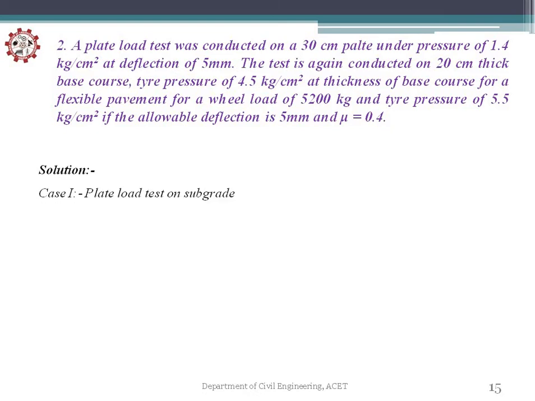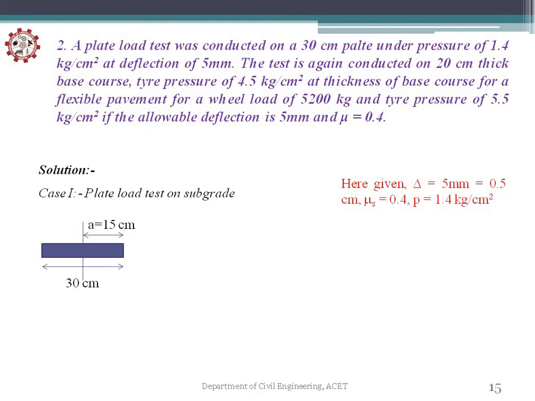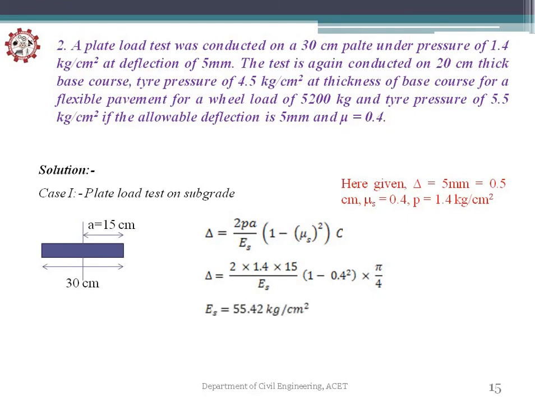So from here, plate load test on subgrade. This is your plate which is having A equals 15 centimeters since the diameter is 30. So these are the values given. This is the formula. Then substituting all the values in the given formula, you will calculate the ES, which is coming to you as 55.42 kg per centimeter square.